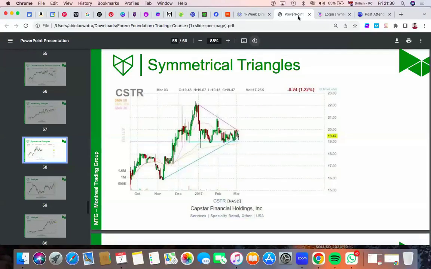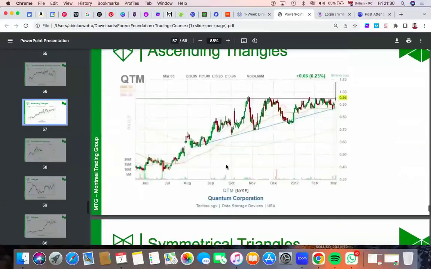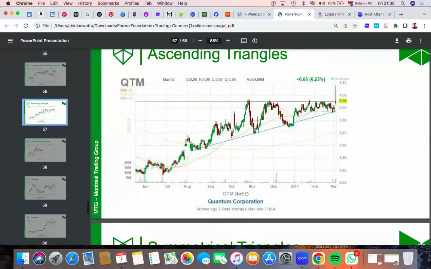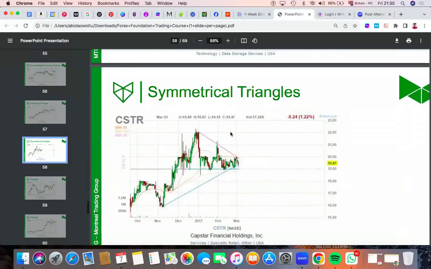Once you are able to identify that this is a symmetric triangle, the price would likely break either upward or downward, because this is a combination of an ascending and a descending triangle. An ascending triangle is always resisting at the top. The inverse is the case for a descending triangle, where you will see a lot of support. Now with a symmetric triangle, above it the price will be resisting, and below it is going to be supporting.